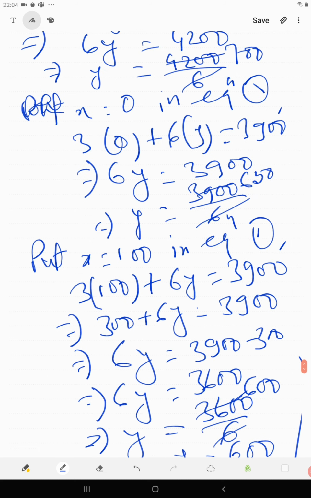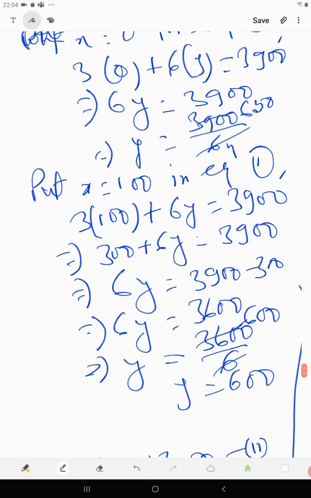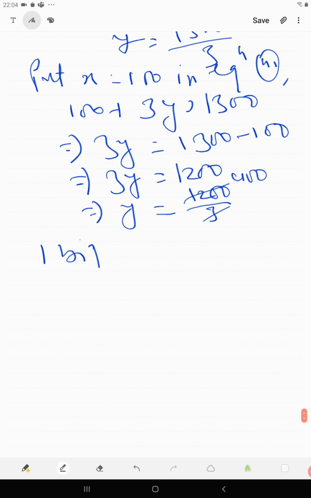So let's see for equation 1. If you see over here, all the values, minus 100, 700, 650, 100, 600, are very big numbers. If you want to represent them in the graph, it will be very tough. So what will we do then? The best thing is, if you see, these are all multiples of 50. So we will assume one big square as 50 units.